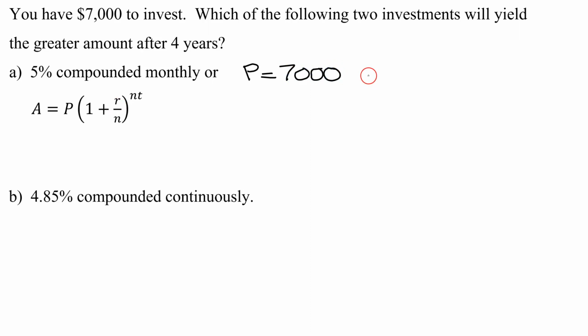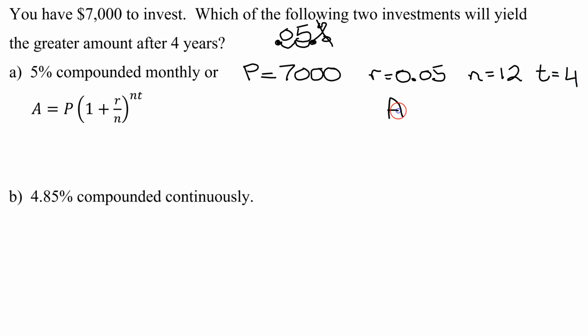R is the interest rate, but it has to be written in decimal form. So we take our 5%, and to write it in decimal form, you remove the percentage sign and then move the decimal 2 places to the left. So R is 0.05. N is the number of times you compound per year. Since it's monthly, N is 12. And T is the amount of time you invest it for, so T equals 4 years.